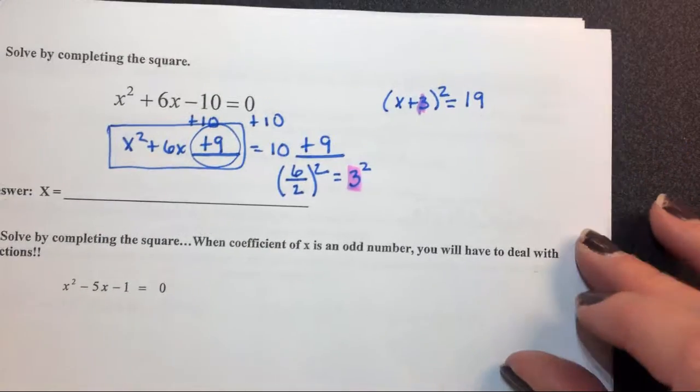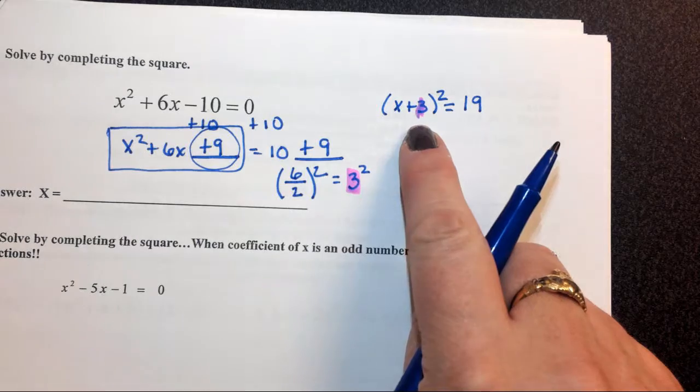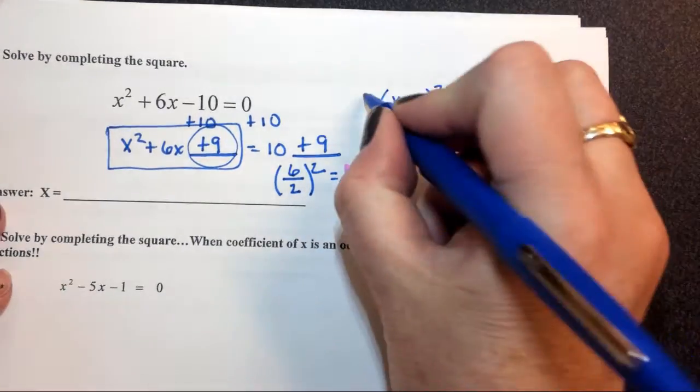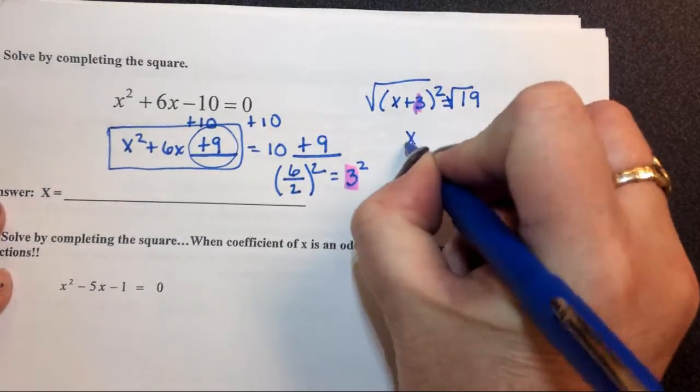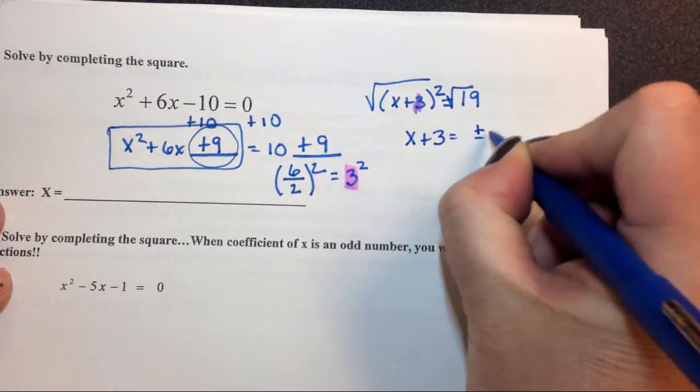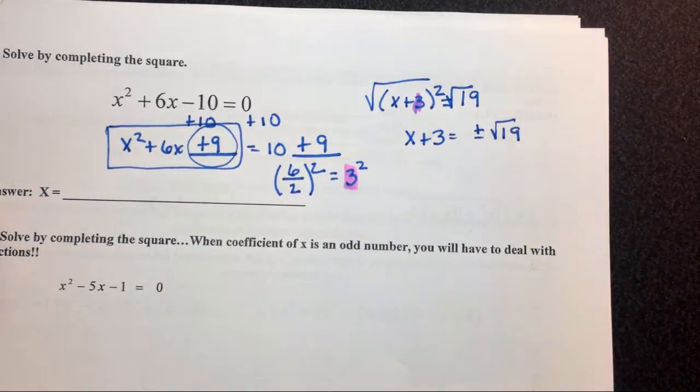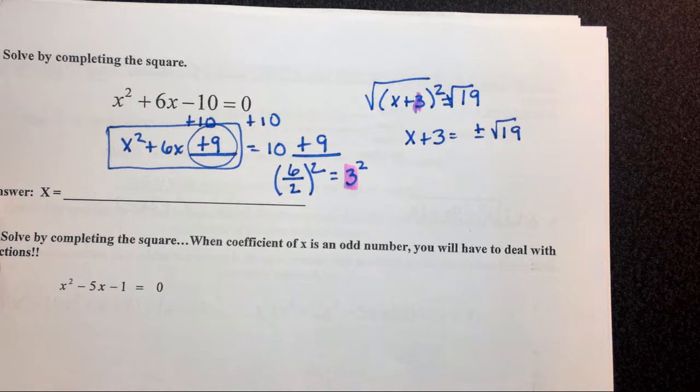All right, I'm bringing that to your attention because it's going to help us in the next one a little bit. All right, so now how do you solve this? What are you going to do to both sides of the equation? Going back to example 3. Square root. So we have x plus 3 is equal to plus or minus the square root of 19. So now how do you finish solving for x? You're going to do what?